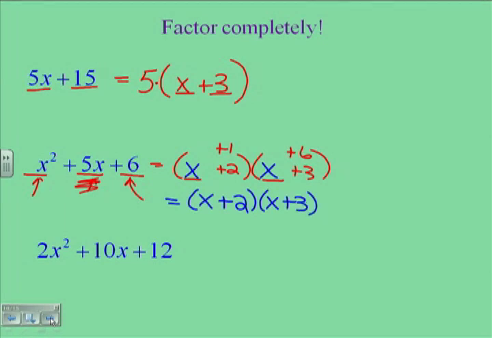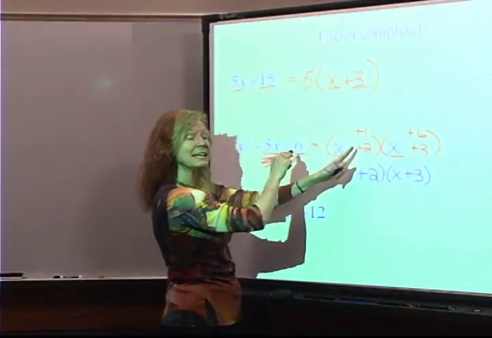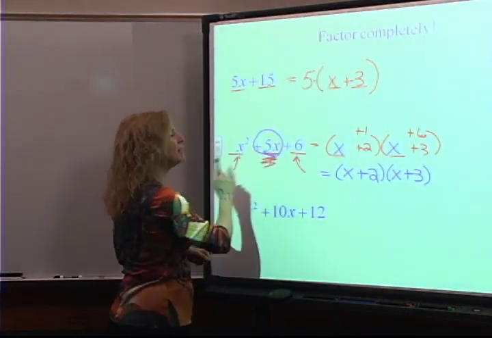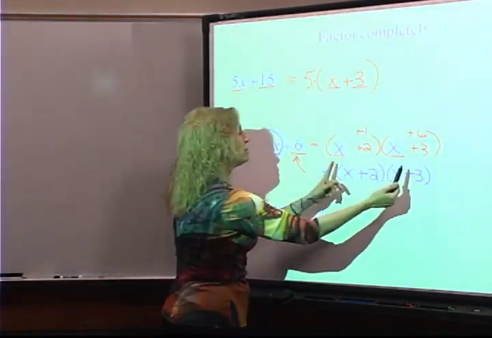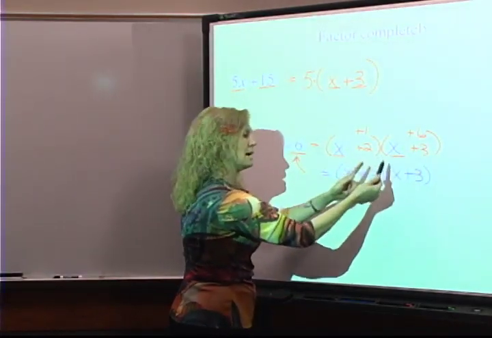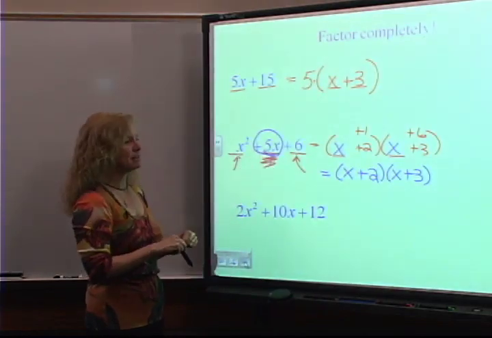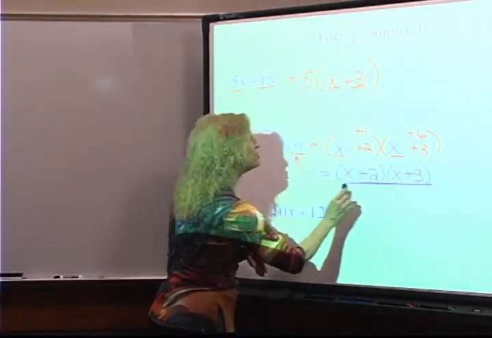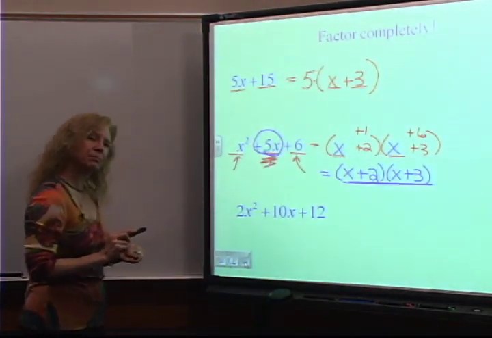And by the way, the whole key is x times x is going to give me the x squared. These multiply to give me the 6. I need to check what will give me the middle. The middle's the last thing you consider. And with a plus 3x and a plus 2x, that's where I'm getting that 5x. Yeah? So this is the correct factored form for x squared plus 5x plus 6. Okay?